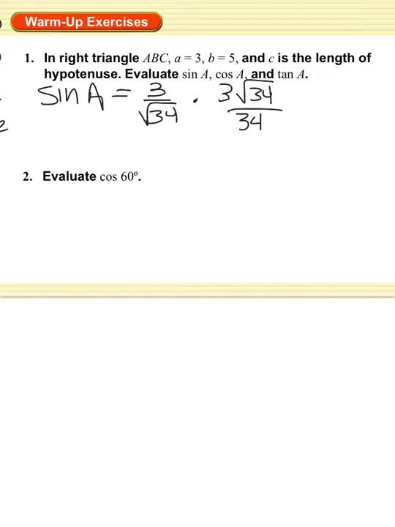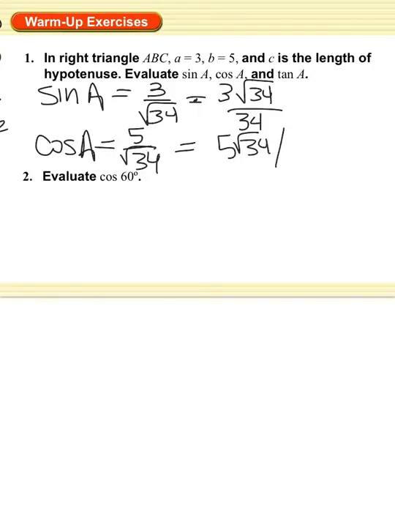Cosine A. Cosine is adjacent over hypotenuse, so 5 over root 34, which is equal to 5 root 34 over 34. And then tangent A is opposite over adjacent, 3 over 5.